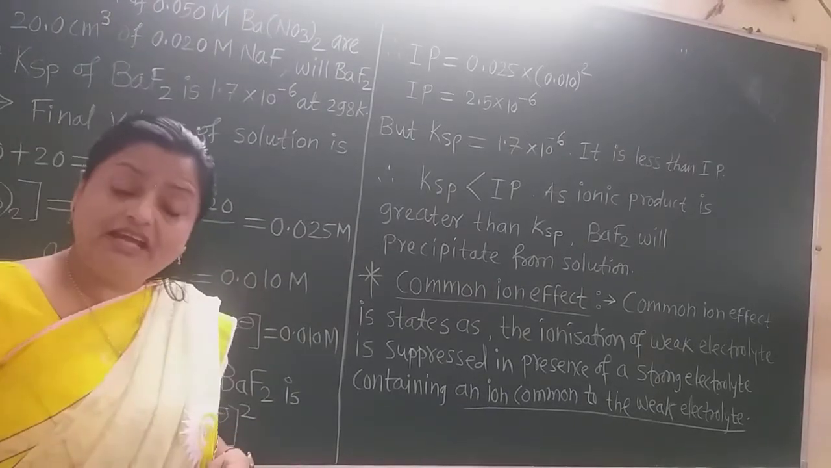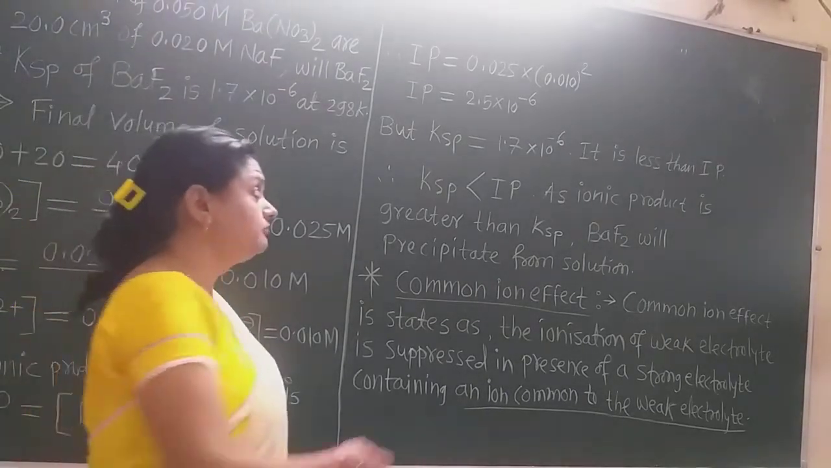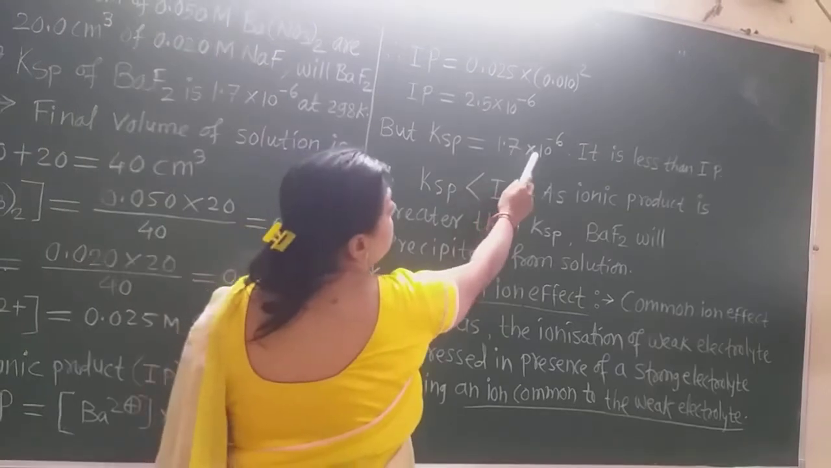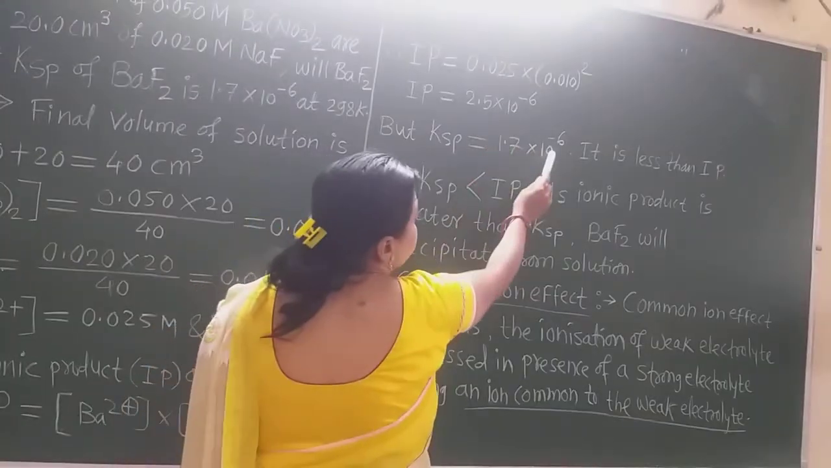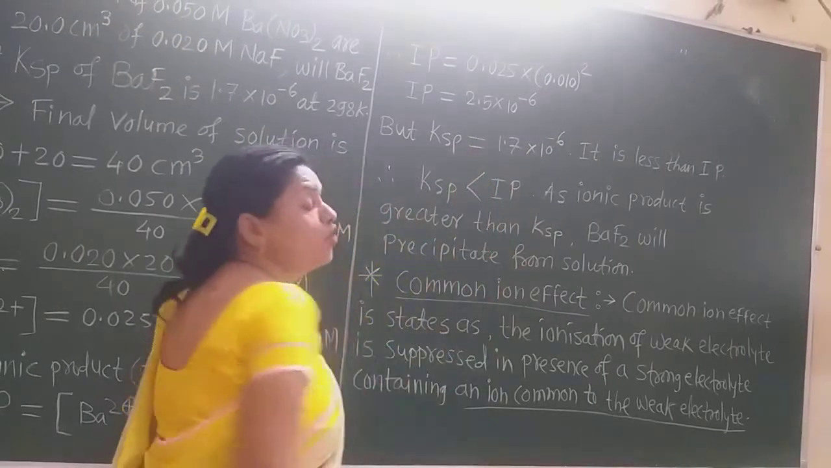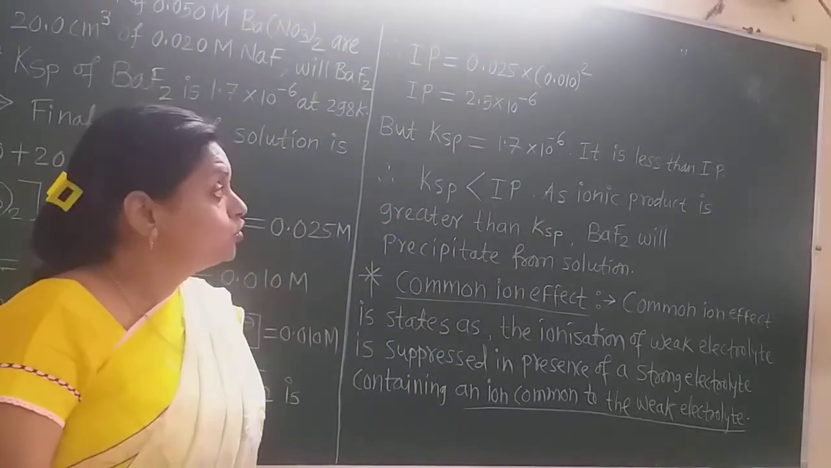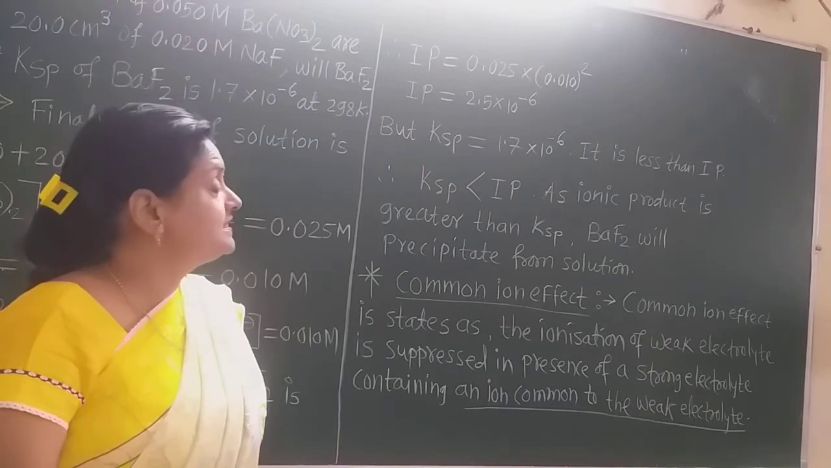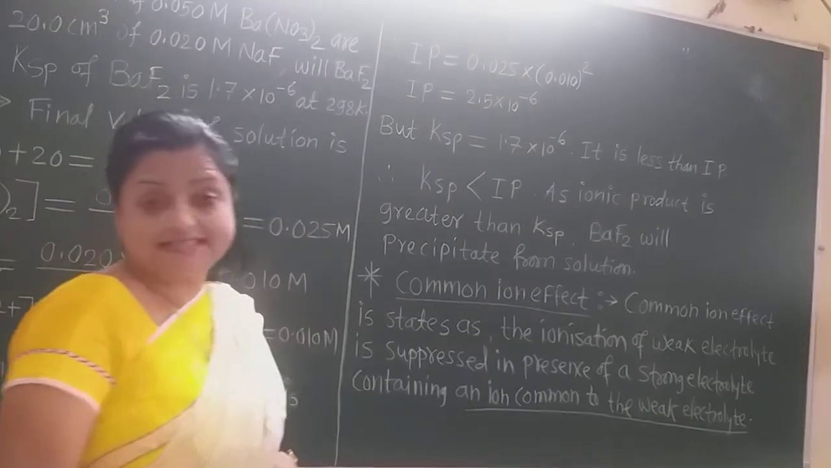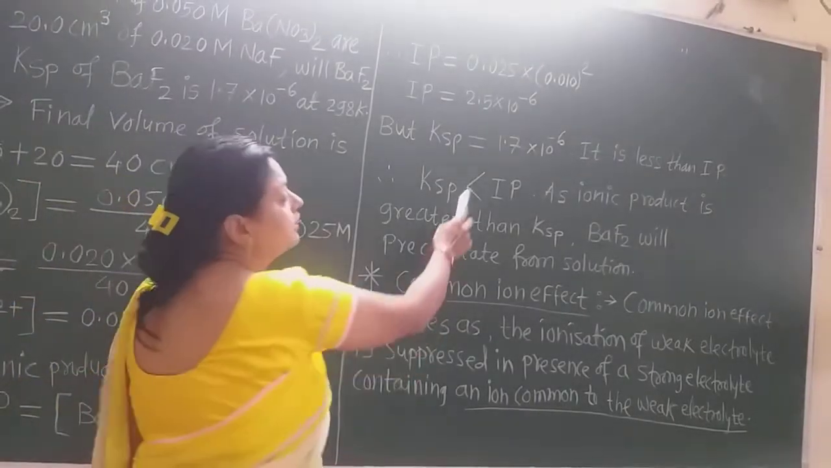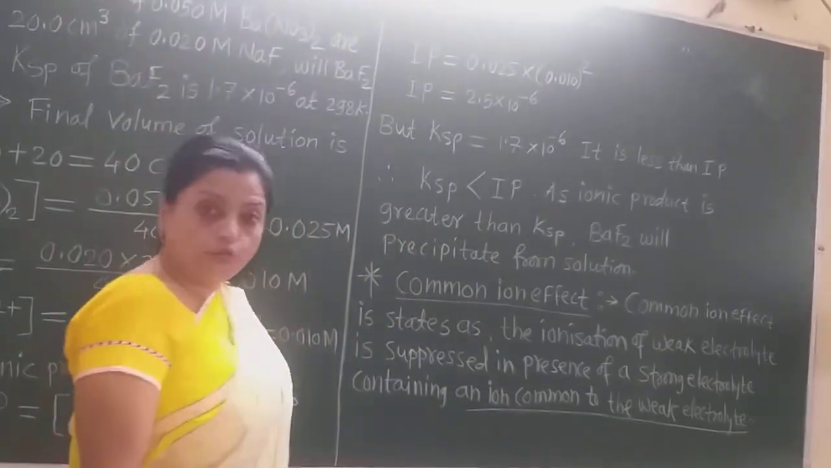Now what is the value of Ksp given? Ksp is equal to 1.7 into 10 raised to minus 6. As these are the same, but this value 2.5 is more than 1.7, so Ksp is less than the ionic product, that is, the solubility product is less than the ionic product, that means ionic product is greater than the solubility product.